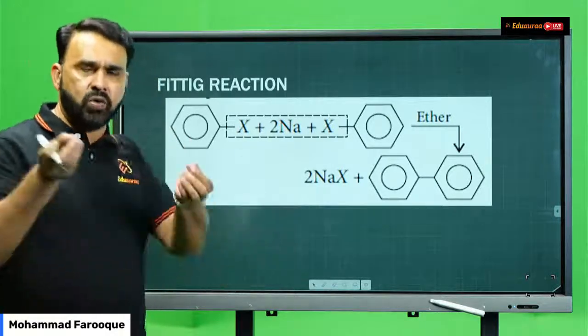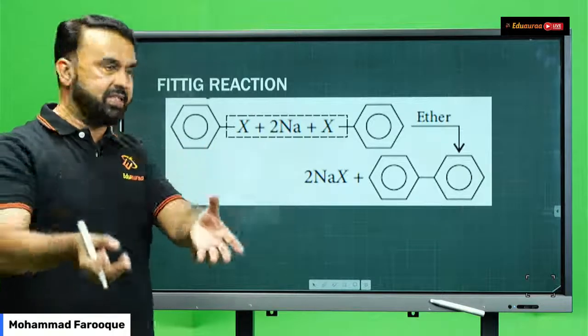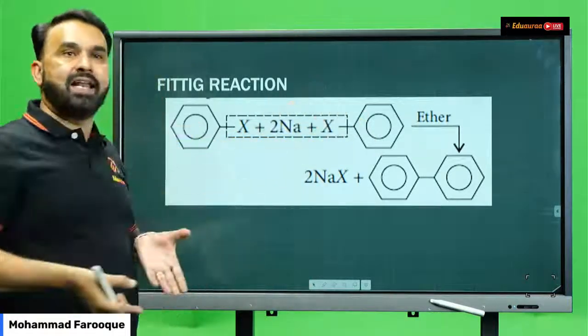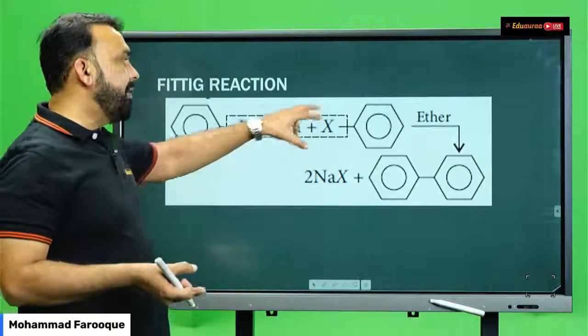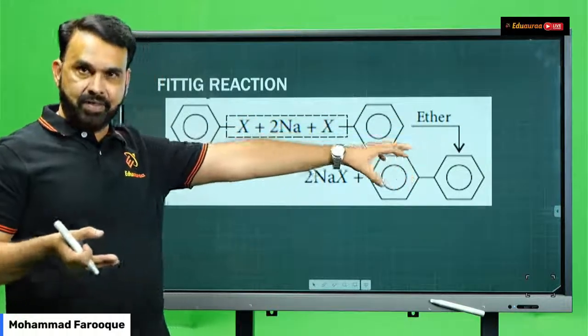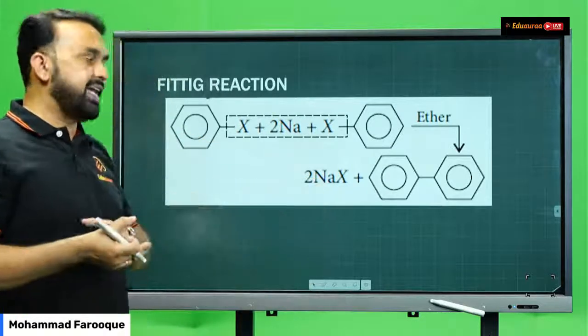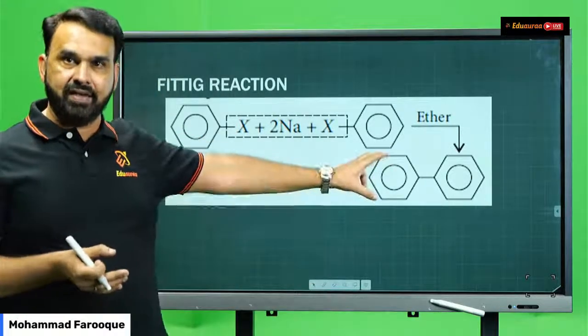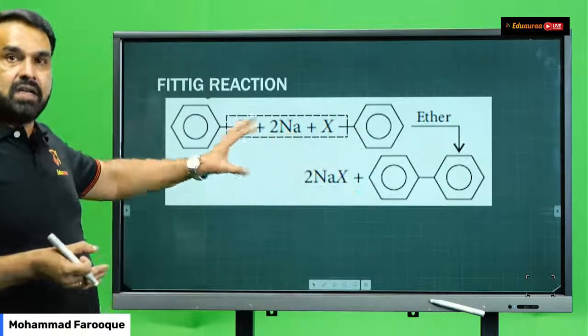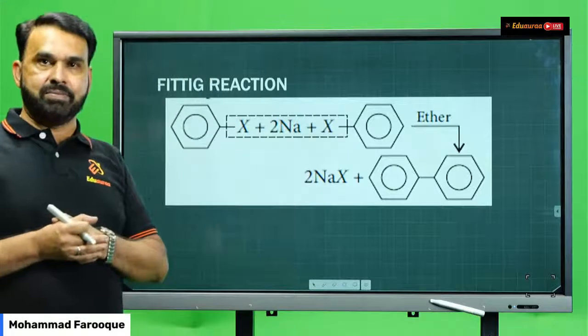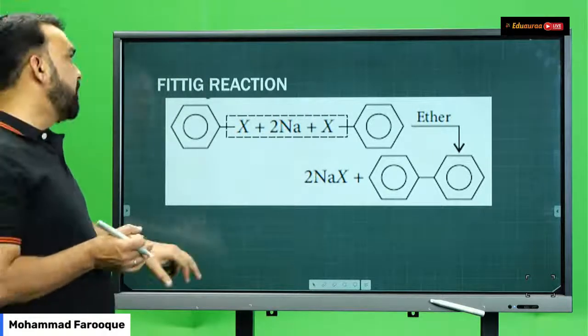In the Fittig reaction, now you can tell me what is the difference? Yes, two molecules of the same aryl halide react with sodium metal in the presence of dry ether. Two benzene rings will be bonded together and you'll get twice NaX, right? Diphenyl, correct? So this is the reaction with sodium metal. And this is for your board exams. Fine. Moving further.